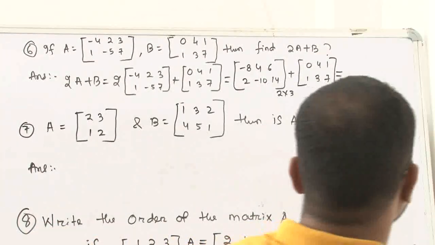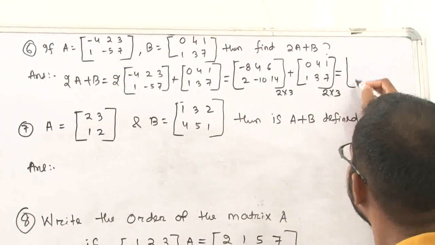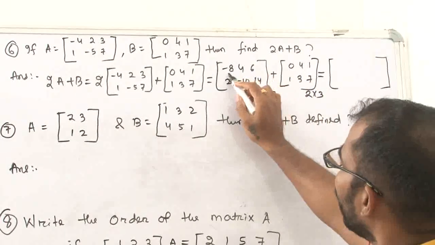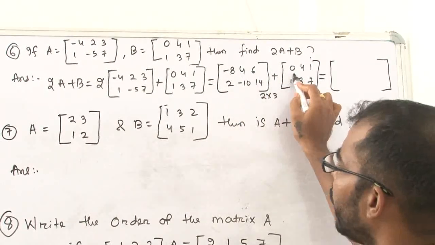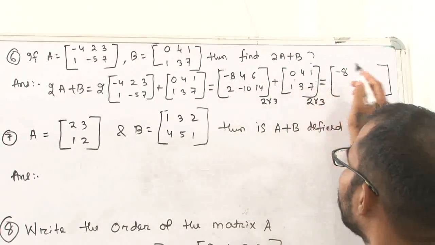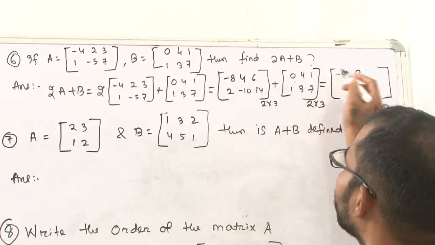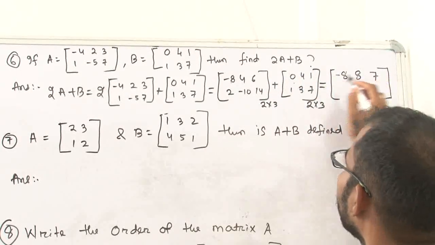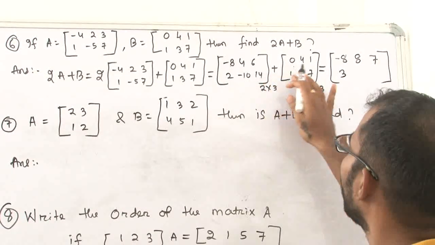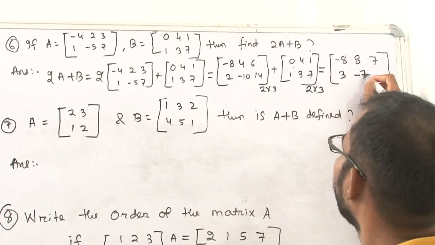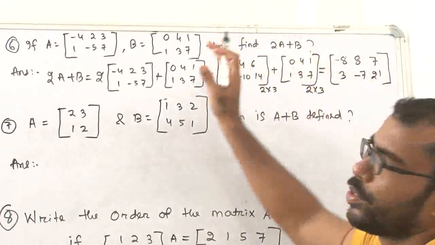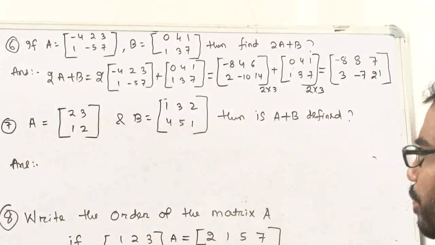If we add them, as we learned in the previous class, we add corresponding element to corresponding element. That means minus 8 plus 0 is minus 8, 4 plus 4 is 8, 6 plus 1 is 7, 2 plus 1 is 3, minus 10 plus 3 is minus 7, 14 plus 7 is 21. So here is the solution of question number 6.